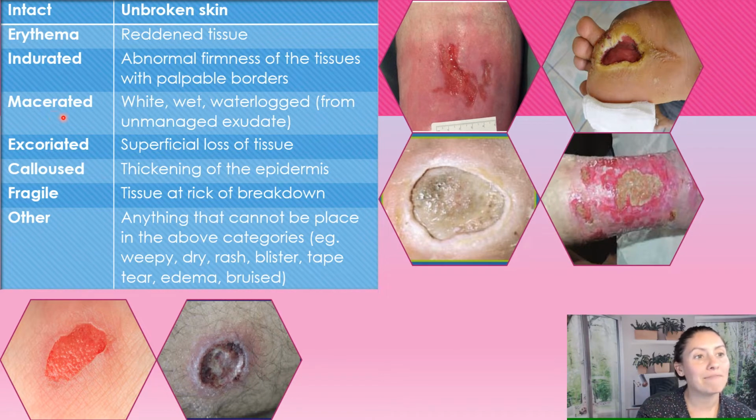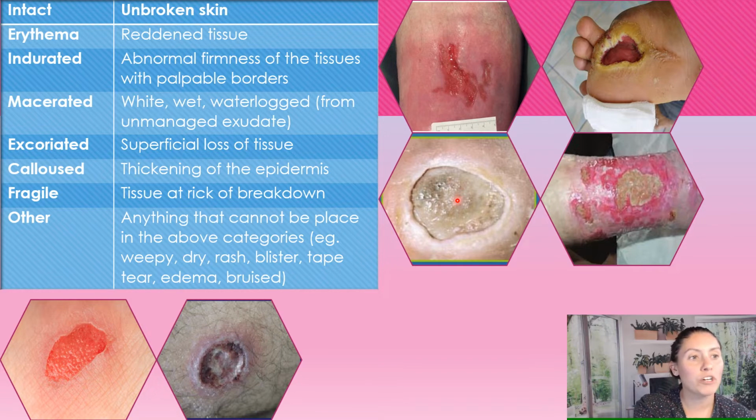Okay, now we have macerated. Now this is your white, wet, waterlogged. It's from unmanaged exudate. Okay, so it's too wet. We would need something thicker, a more absorbent pad on this, and you want to get to this quite quickly because if it's being waterlogged, the tissue is just going to start wiping away. The wound will get bigger. Okay, and that is your macerated right here.